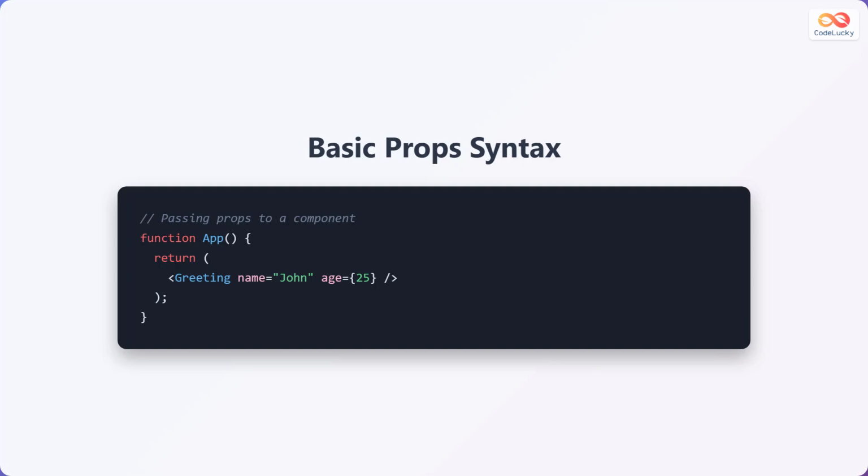Now, let's examine the basic syntax for passing props to a component. Here's a code snippet demonstrating how it's done. In the app function, we are returning a greeting component with the name prop set to John and the age prop set to 25. Remember, props allow you to send data from a parent component to a child component, enabling dynamic content and behavior.